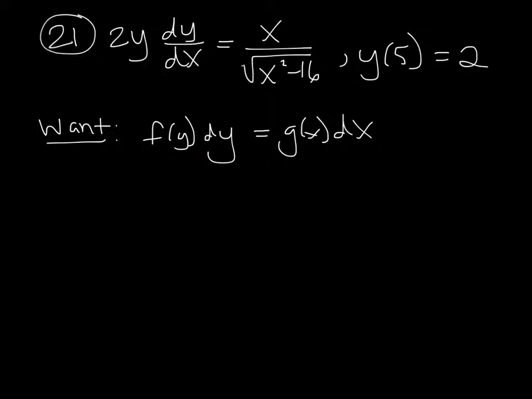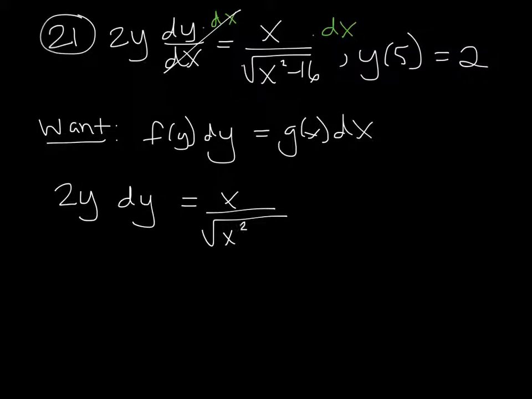So because I know I want them to be in the numerator, I'm going to multiply both sides by dx. You could divide both sides by dy, but dy is already in the numerator, so we don't want to change that. So if I multiply both sides by dx, this is nice because that's gone, and we get 2y dy equals x over the square root of x squared minus 16 times dx.